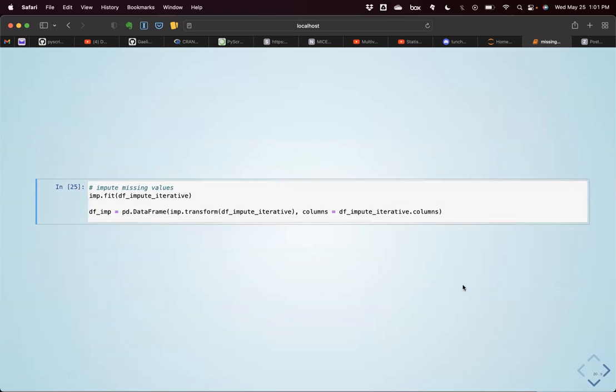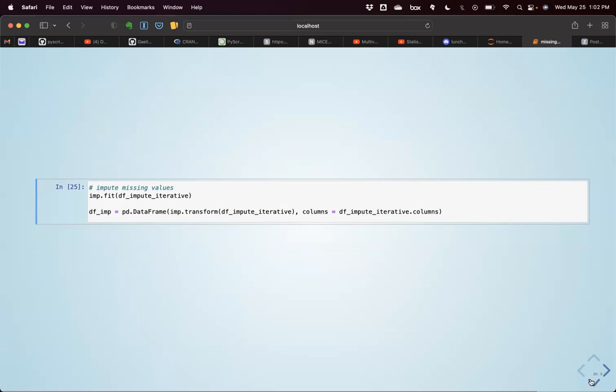Okay, we fit the model with the fit, and then we create our data frame with the transform, the fit_transform function, and then add the column names. You have to give some time to this because it's very computer intensive, but eventually you're going to get this imputed data frame.